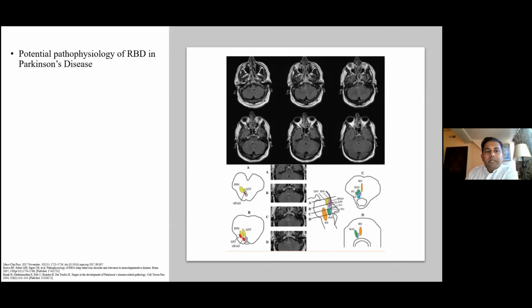So what is the relationship between RBD and Parkinson's? It's thought that the initial neurodegenerative process that occurs in the brainstem where Parkinson's develops results initially in the development of RBD. And as the degenerative process progresses, that's when the symptoms of Parkinson's begin to emerge.